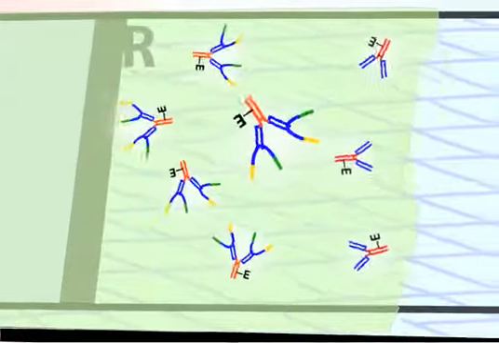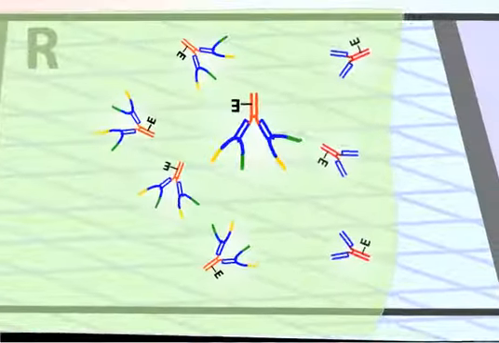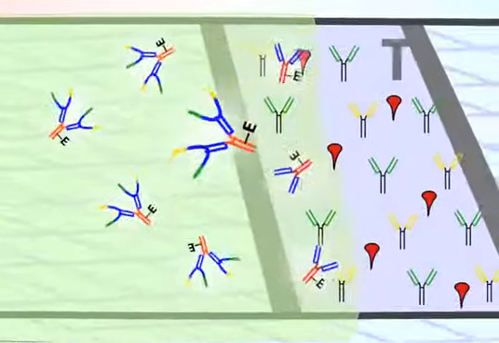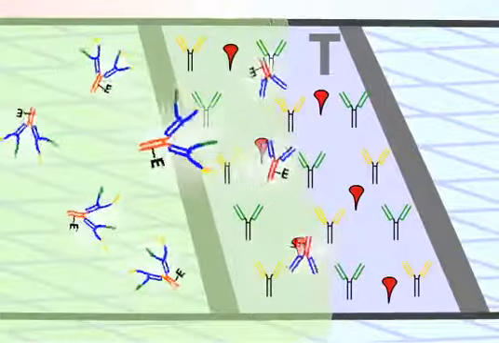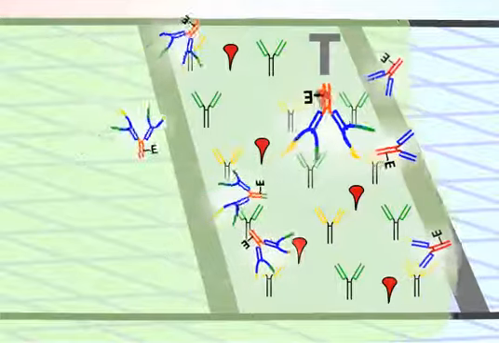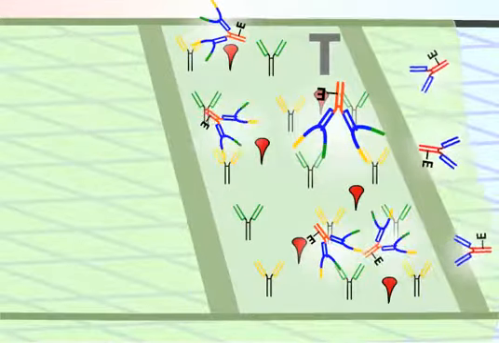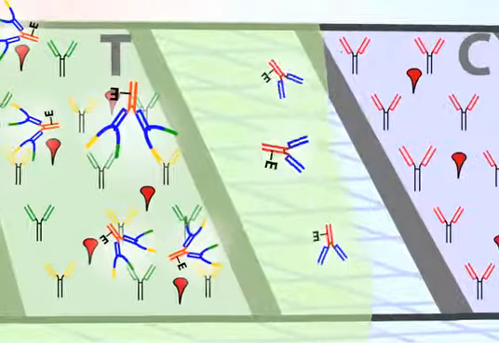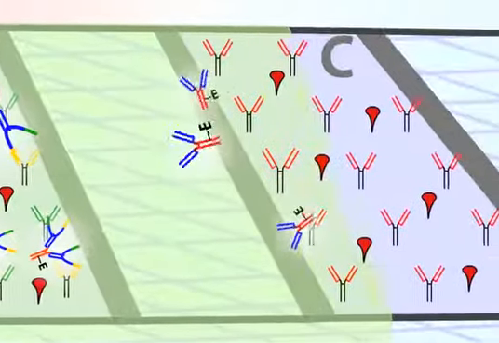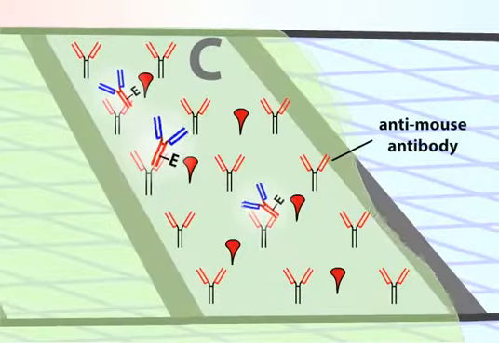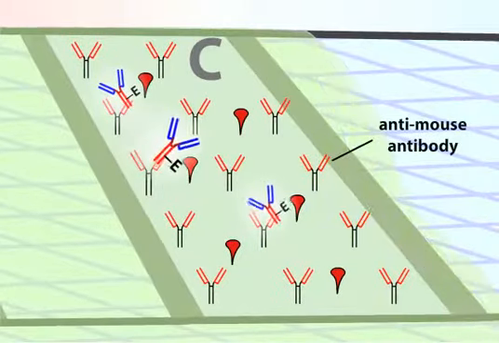At the test zone, other anti-HCG antibodies bind to the HCG portions of the moving complexes. The antibodies in this zone are permanently affixed to the strip, so the complexes that bind here now stay. The free antibodies continue to flow along the strip. The antibodies that escaped binding in the test zone have reached the control zone. Here, anti-mouse antibodies that are affixed to the strip bind to these mouse antibodies.